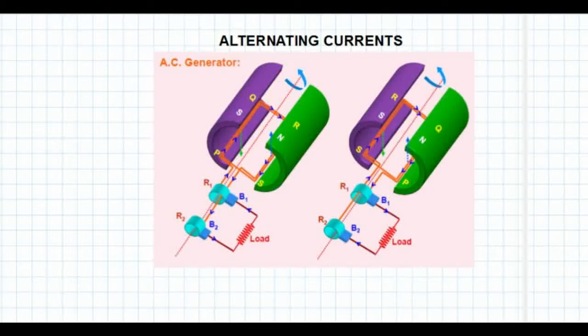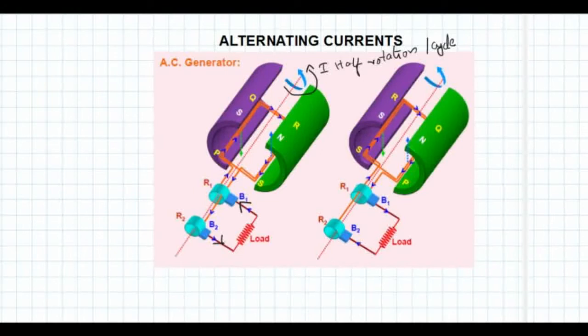In the next rotation of the coil, that is the second figure, you can see. In the first half cycle, or first half rotation, we can see the direction of current is from B2 to B1, or the current is flowing through the load from B2 to B1, and this half rotation is called a half cycle.